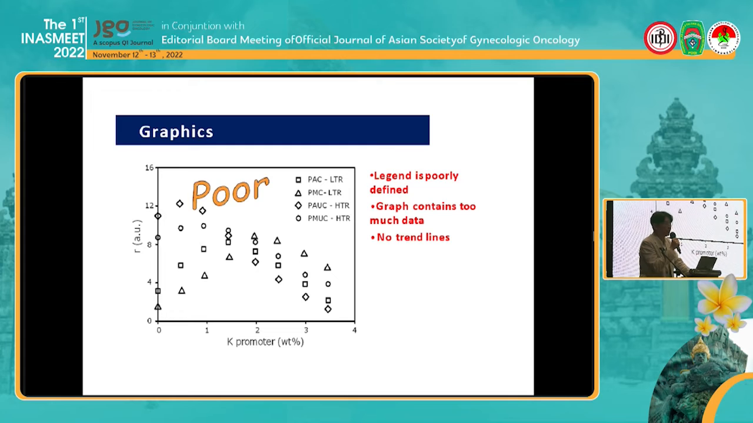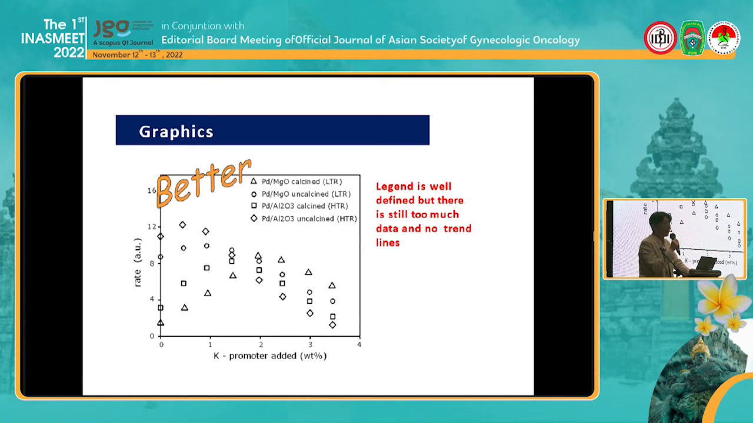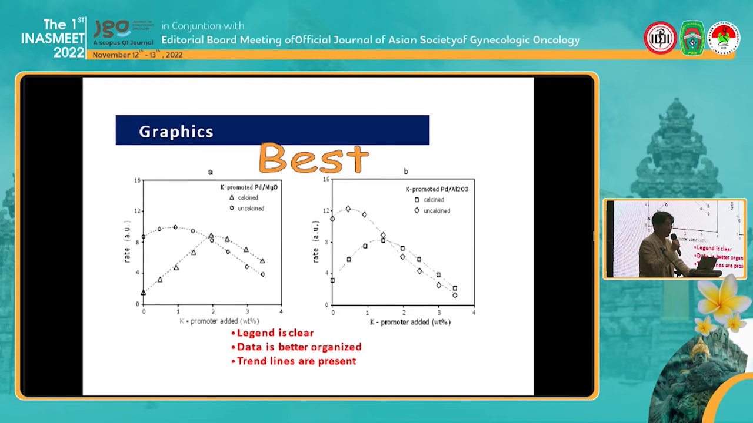This is another example of the use of a figure. This figure is poor to interpret because the region is poorly defined, the graph contains too much data, and there are no trend lines, so readers cannot understand it easily. So this is a better form. The region is well defined, but there is still too much data in the one figure and no trend lines, so it is still too difficult to understand. And this is the latest version. There are two figures, so now the region is clear and the data is better organized. Trend lines are present. Okay.